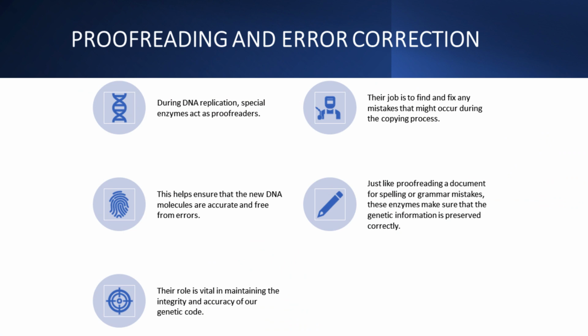Proofreading and error correction. To ensure accuracy, special enzymes in the cell can detect and fix any mistakes made during replication. This helps maintain the integrity of the genetic information.